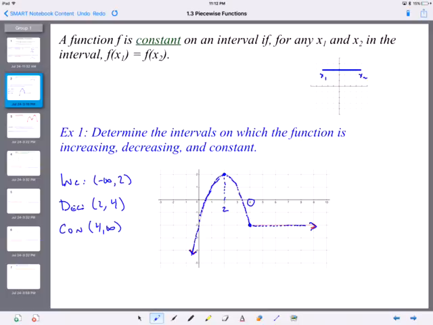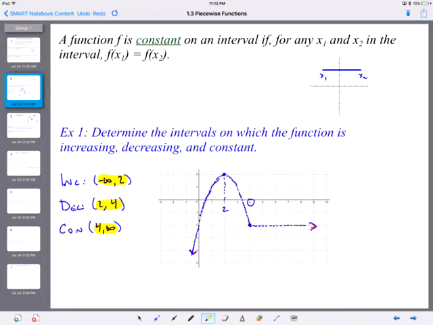And that's how you identify whether a function is increasing, decreasing, or constant. Once again, these are your x values that you're writing down. You're saying the function is increasing, which is the y value. The function is decreasing, and the function is constant on these x values.